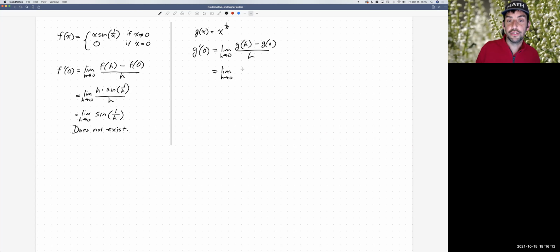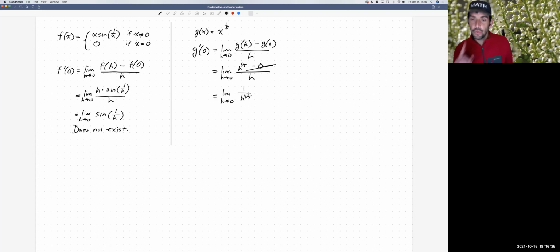So g of h will be h to the 1/5. g of 0 is 0. We've got our h in the denominator. The limit as h goes to 0. So the zero we don't have to worry about. h to the 1/5 over h, we're going to have h to the 4/5. Well, what happens to this as h goes towards 0?